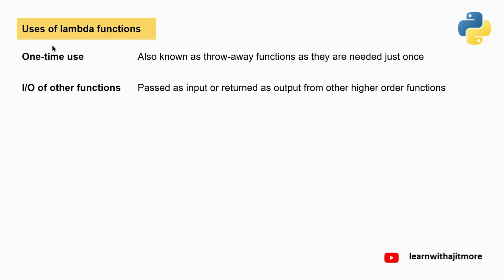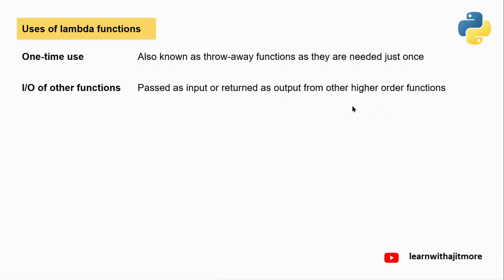Okay, we are going to learn the first one in more detail by taking some examples. I'll take some concepts like filter, map, reduce. In that, I'll show you how we can make use of lambda. So the input or output of another function: passed as input or returned as output from another higher order function.